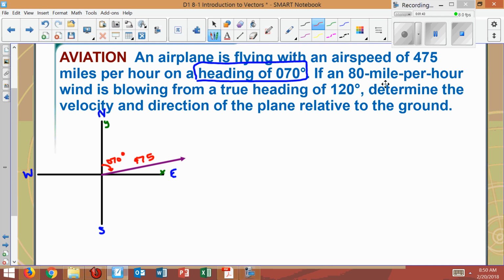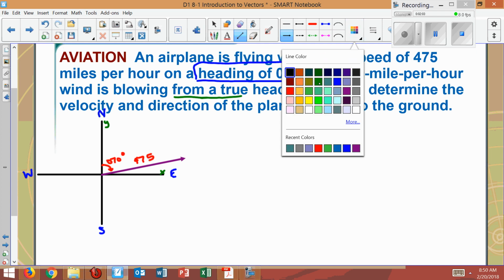Now the wind is blowing, it says from a true heading. Now this is very important that we catch this, from a true heading. So that's where the wind's coming from, of 120 degrees. So instead of it pointing to 120, it's coming from 120. So how will this work? What we'll do is when we draw this vector, we're going to flip it around.